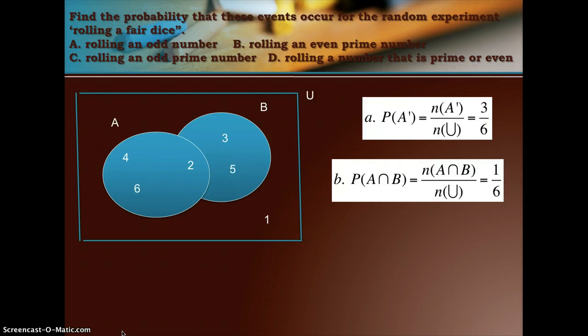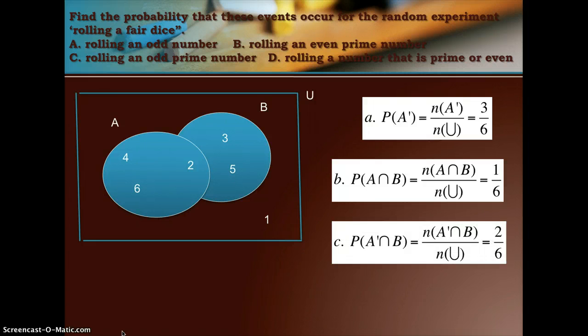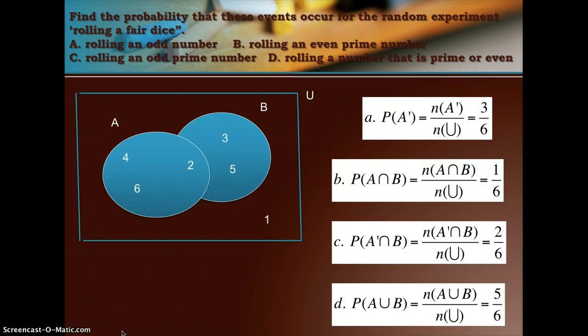Letter B, you'll have 1/6 probability of rolling an even prime number. Letter C, the probability of rolling an odd prime number is 2 over 6 or 1/3. And letter D, rolling a number that is prime or even is 5 over 6. So last Wednesday, in your notebook, you would have had these notations that you see at the right side of the screen, and at the same time using a description of the event.